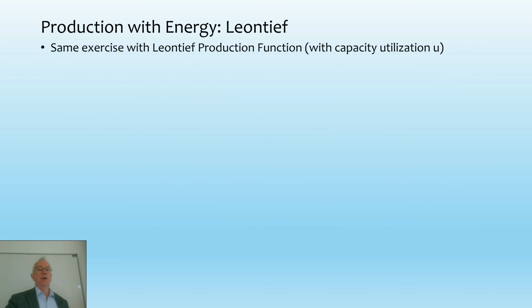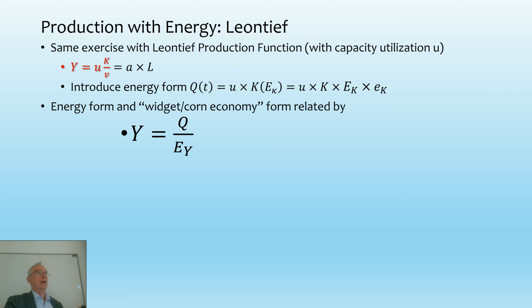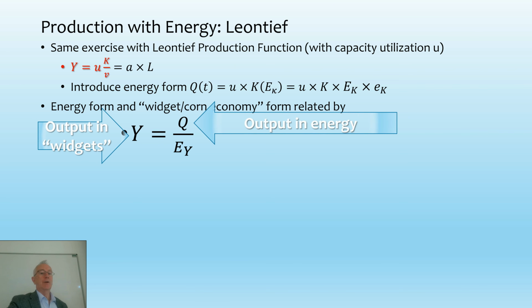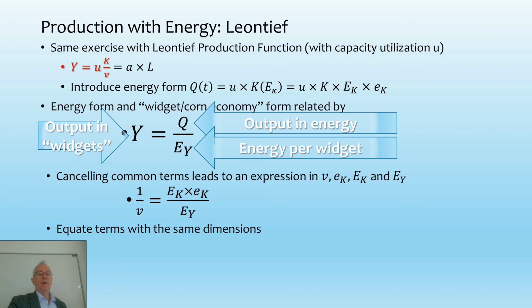And if you put it into the Leontief function, and I'm using U for capacity utilization here, and then bring in the energy as I've shown you there, I have to have a relationship between output measured in terms of widgets or a corn economy, which is Y, but also output in terms of energy. So I need a conversion factor between the two, energy per widget. Okay. When you cancel common terms, terms that have similar dimensions, V and EK are both scalars. EK and EY are both energy.